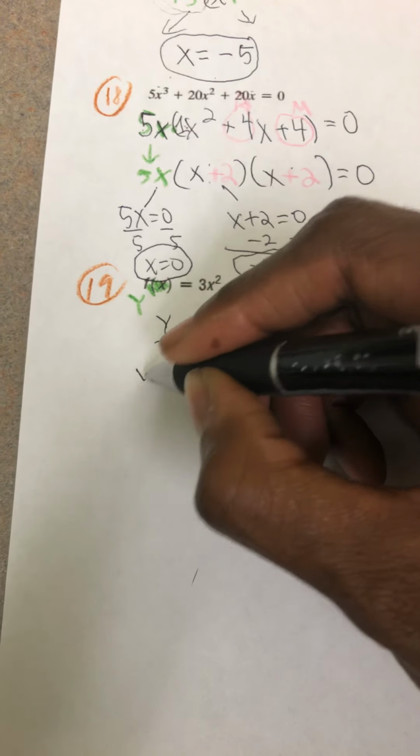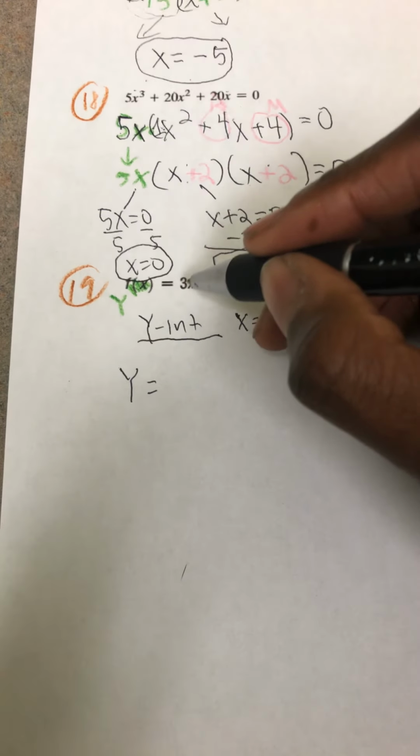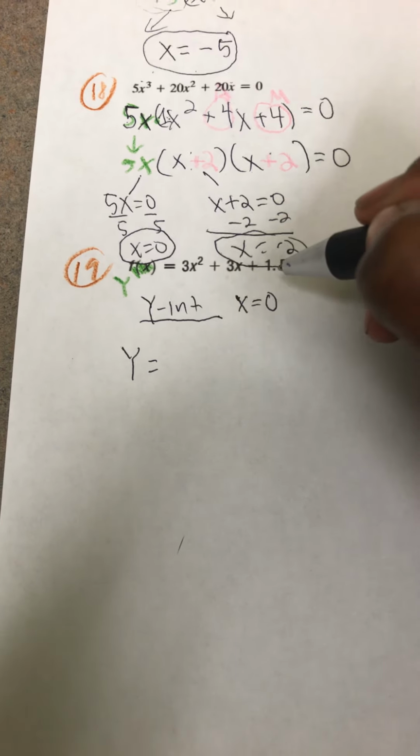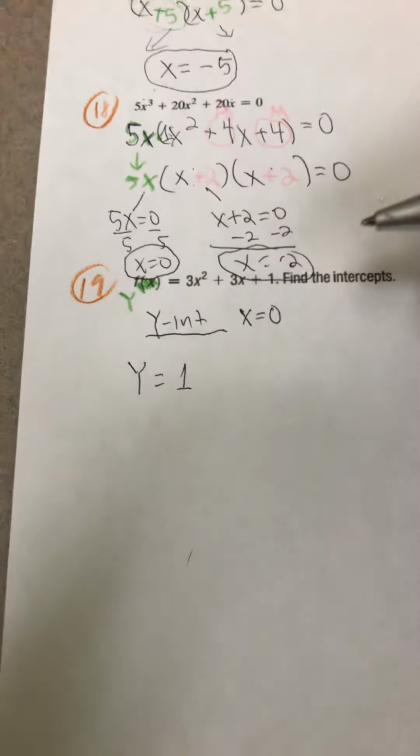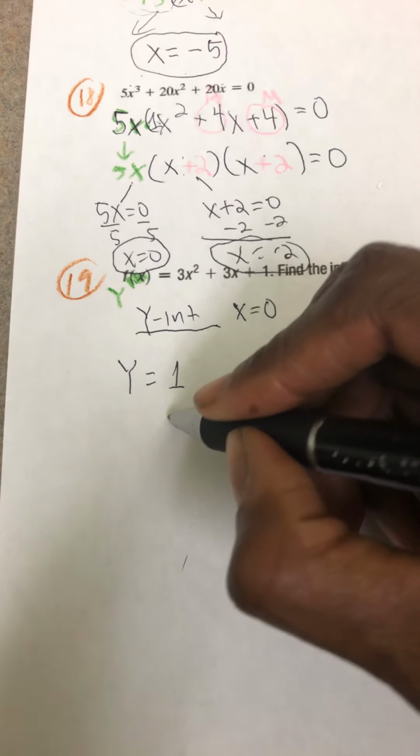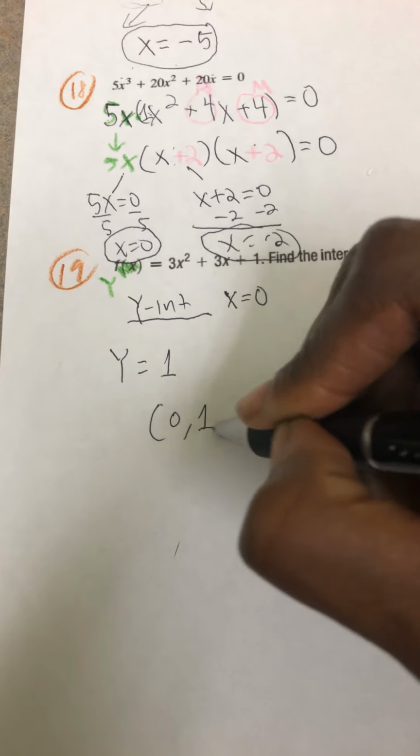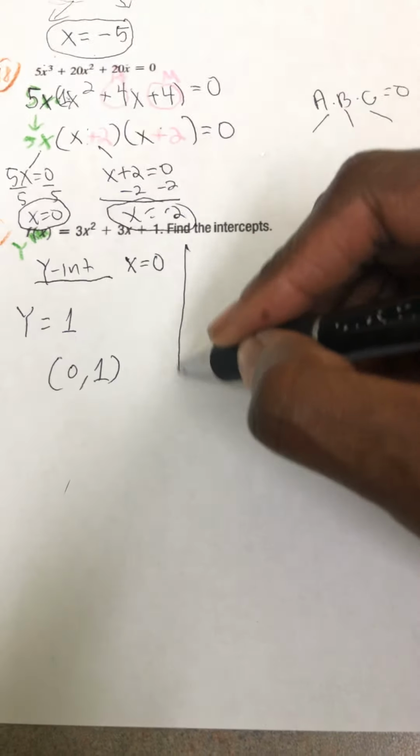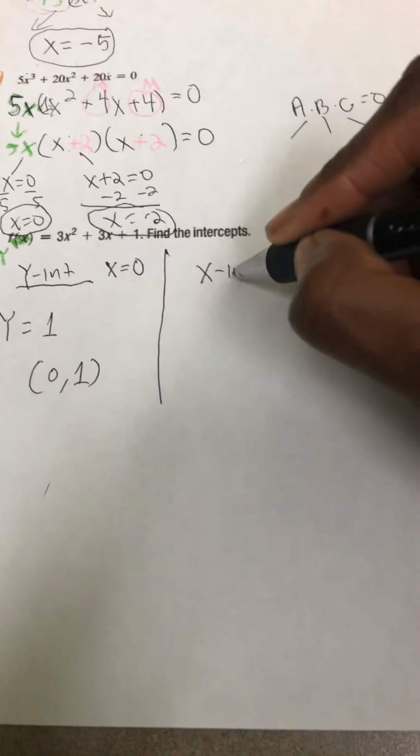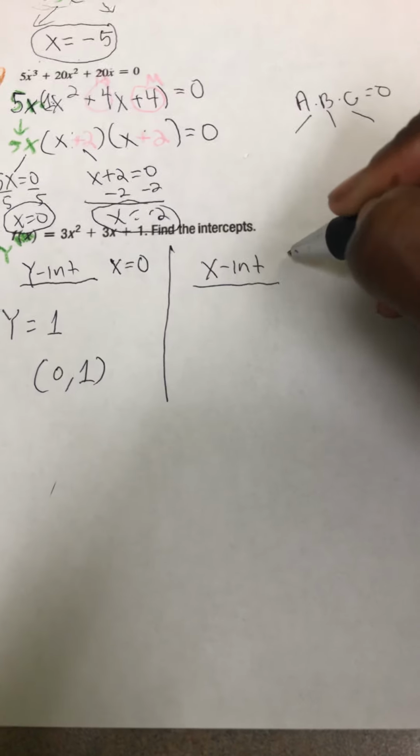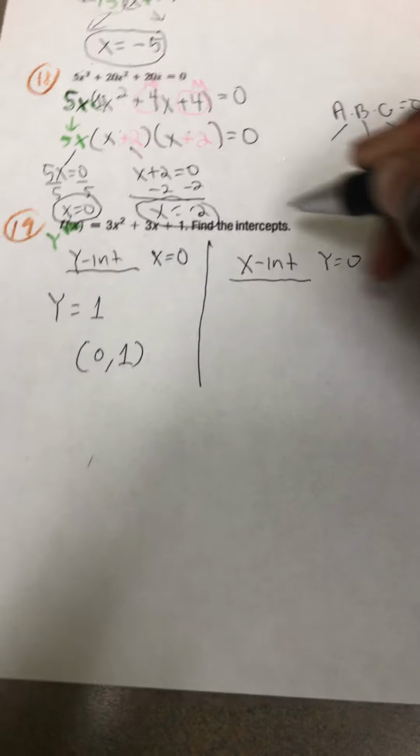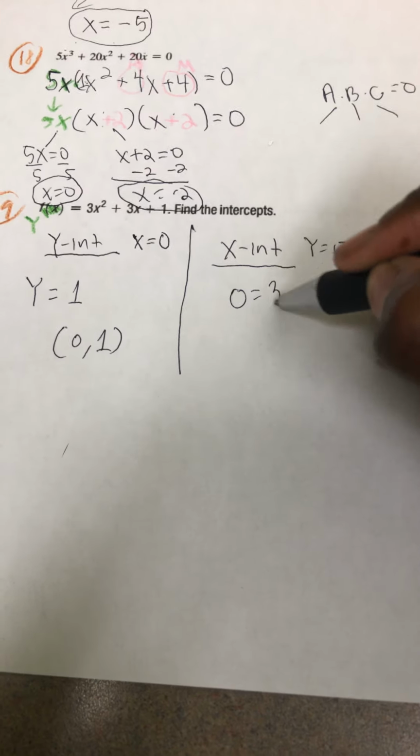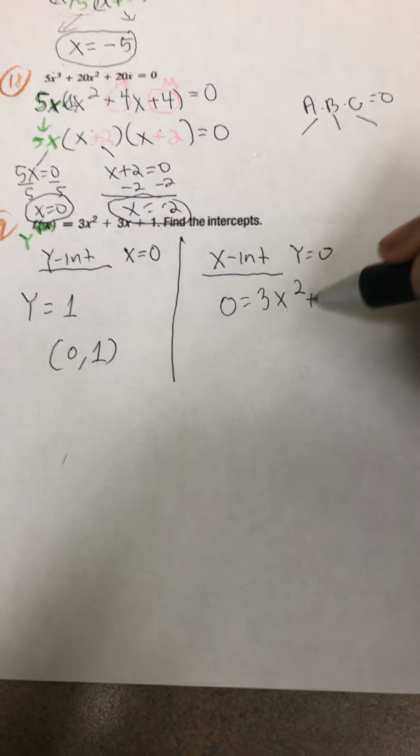So we have y is equal to 3, 0 squared, which is 0, plus 3, 0, which is 0, plus 1. So we get a 1 here. And intercepts are always points. So this is the point 0, 1. Perfect. And now we're going to do x-intercepts. X-intercepts are when y is equal to 0. So we're going to take this y right here and set it equal to 0. And then write the rest of the problem, okay?